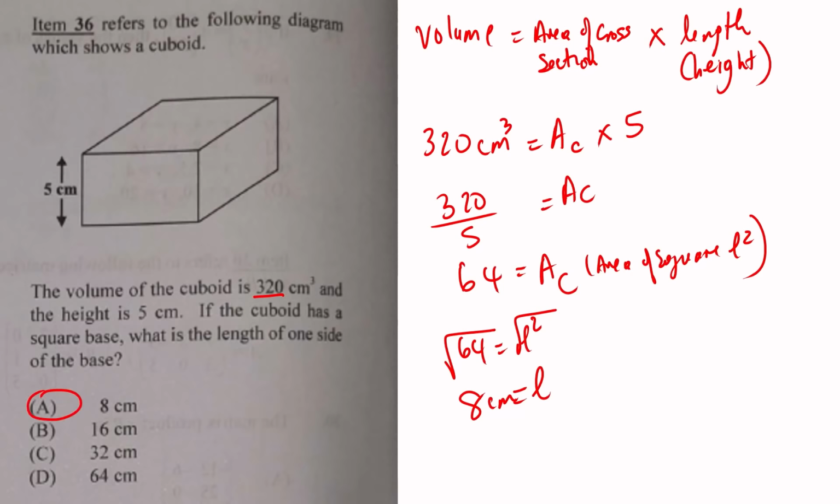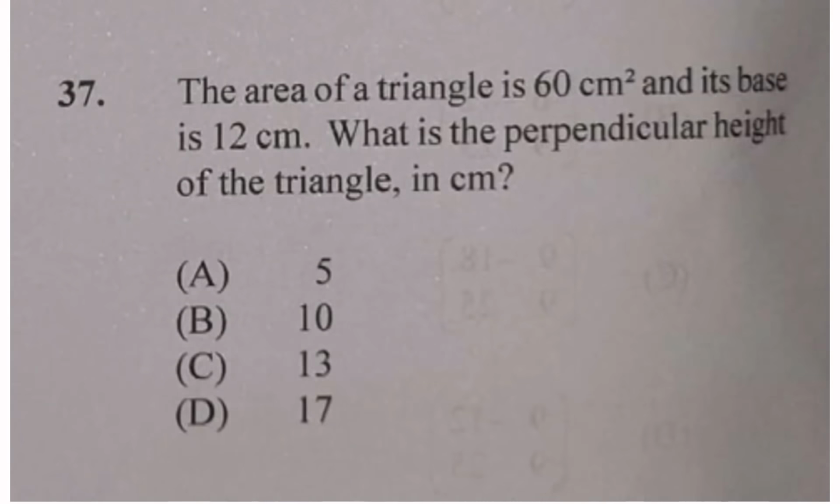All right, question 37. The area of a triangle is 60 cm² and its base is 12. What is the perpendicular height of the triangle in centimeters? So all these questions are basically just testing your transposition skills. The area of a triangle is equal to half base times height.